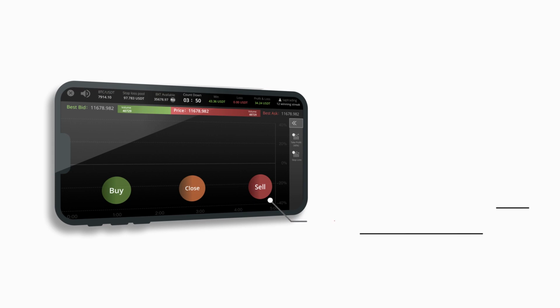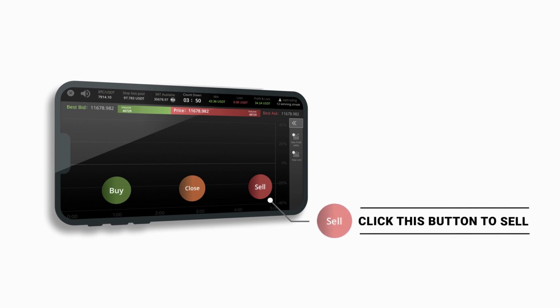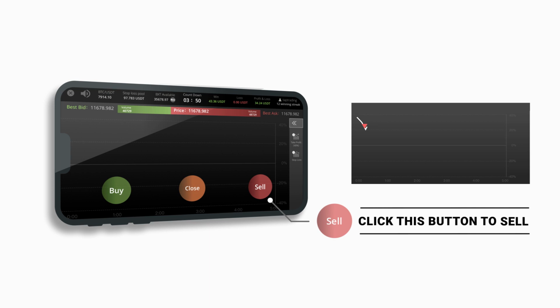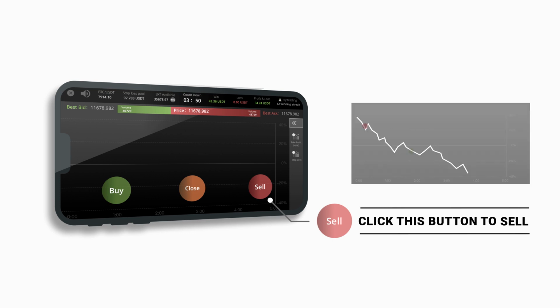If you think that the price of BTC will fall, you can click the sell button to sell it, even if you haven't bought anything yet. In the market, we call this a short. When you think that the price won't go any lower, you can press buy. Again, you can earn immediate profits.